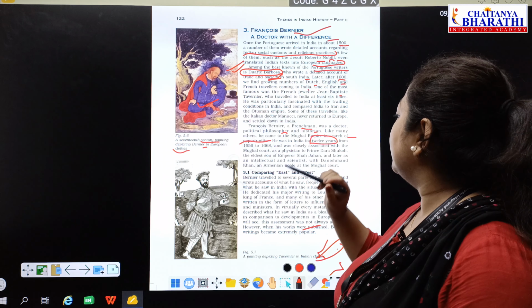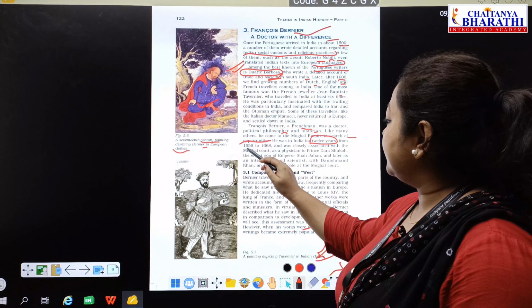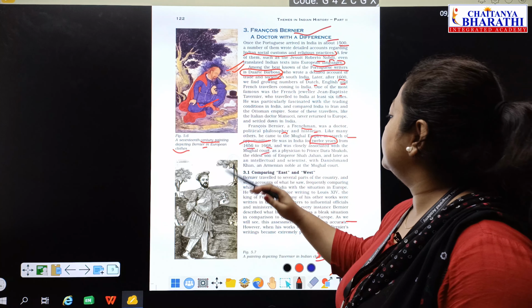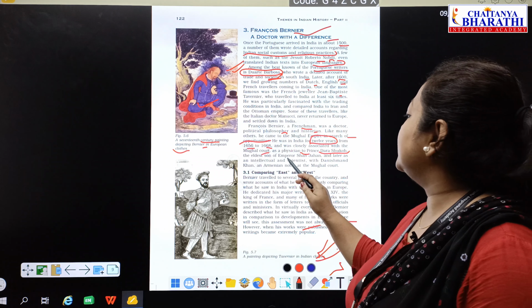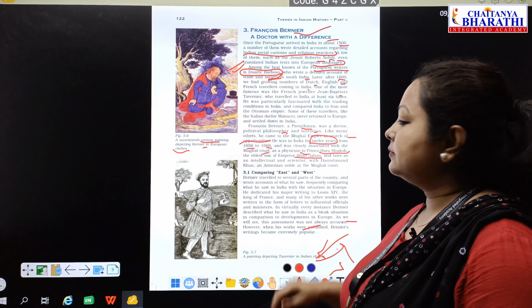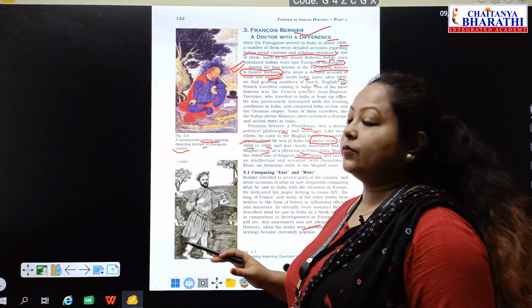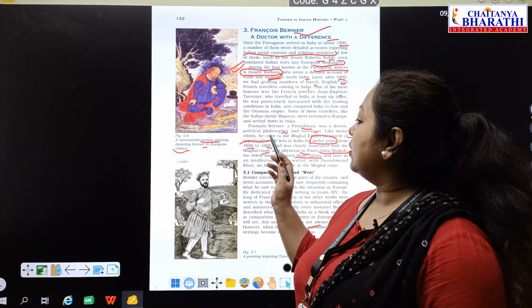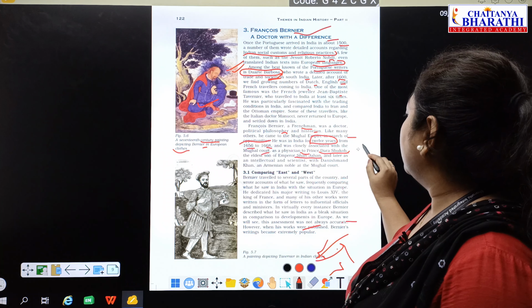His period was a small period of time, from 1656 to 1668, and he was closely associated with the Mughal court, as a physician to Prince Dara Shukoh, the eldest son of Emperor Shah Jahan. So he was mostly engaged with the Mughal court only. He worked as a physician for the oldest son of Shah Jahan, Dara Shukoh.